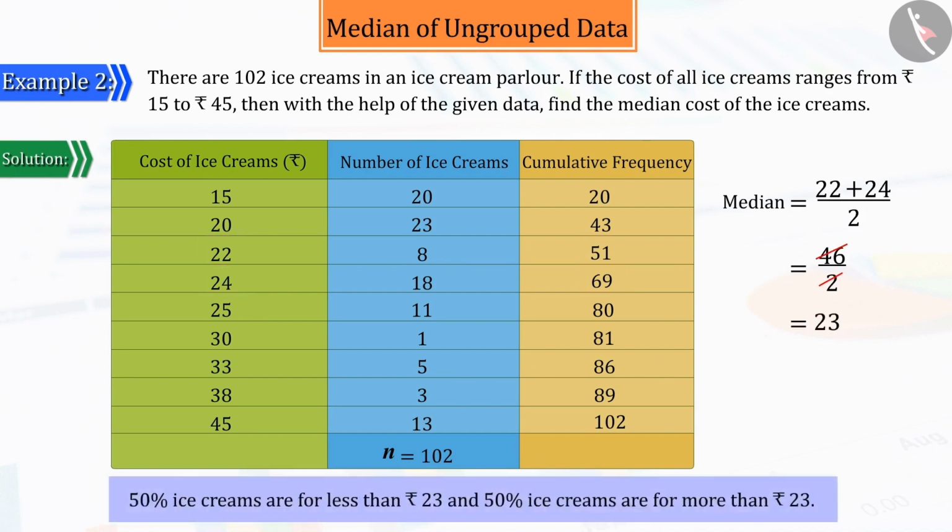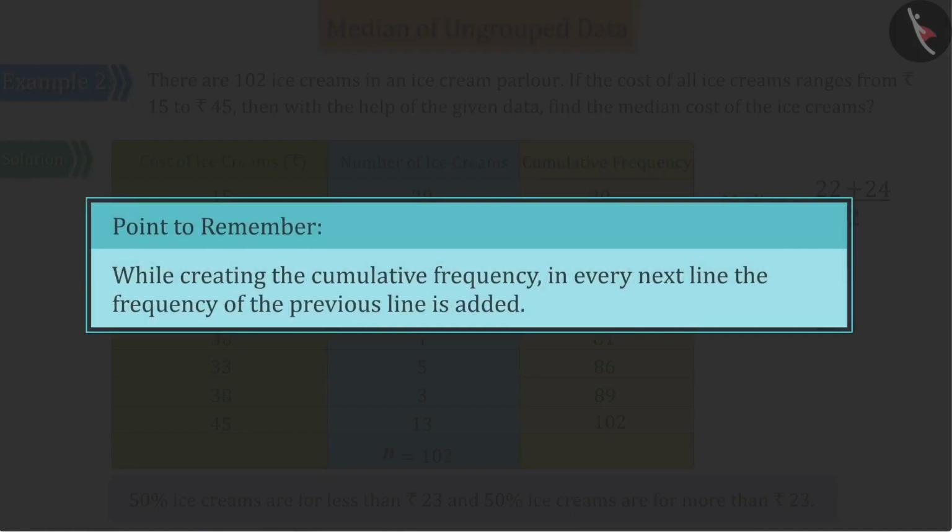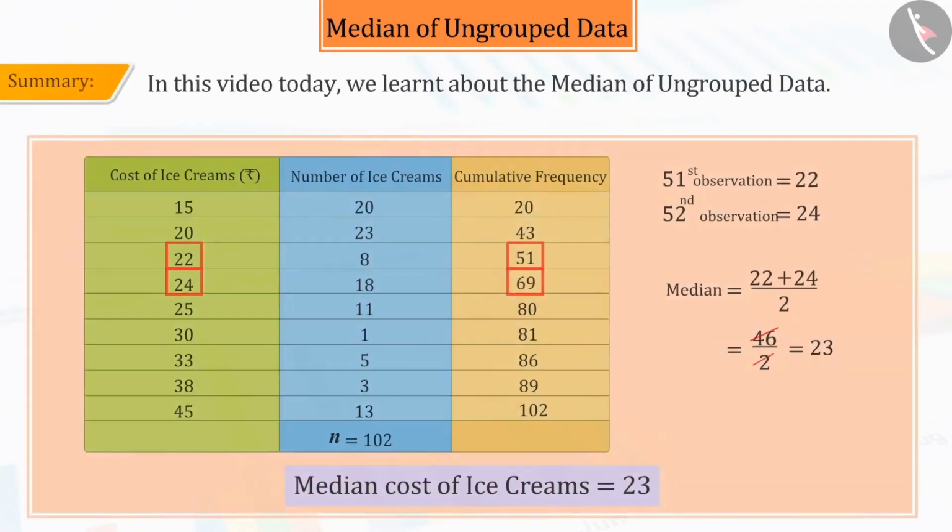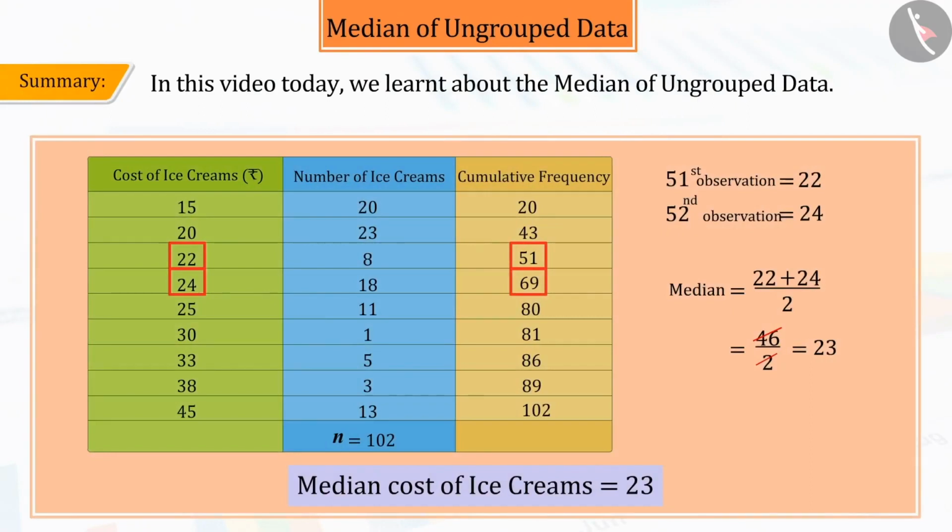Therefore, we can say that almost 50% of ice creams are for less than 23 rupees and the remaining 50% of ice creams are for more than 23 rupees. Remember that while creating the cumulative frequency, in every next line, the frequency of the previous line is added. In this video today, we learned about the median of ungrouped data. In the next video, we will learn to find the median of grouped data.